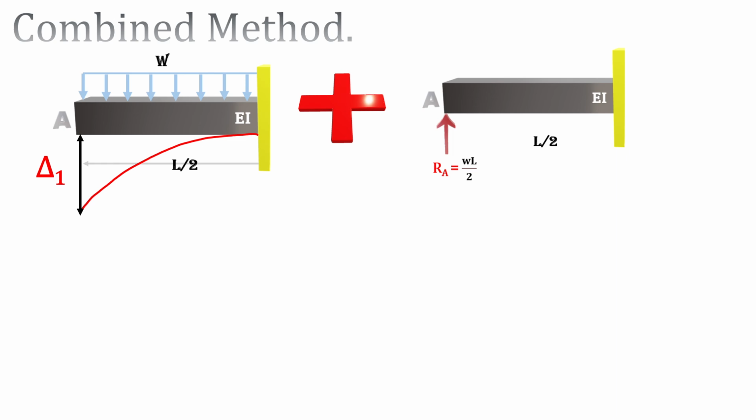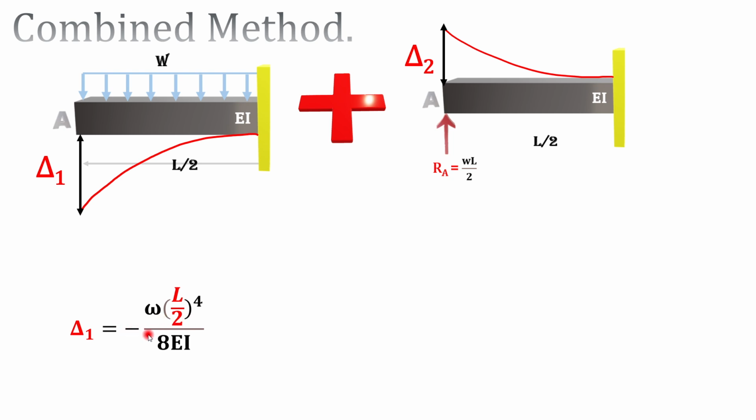So we have delta 1 due to the downward distributed load, and we add it to delta 2 due to the upward concentrated load of WL over 2. We already calculated the delta due to a distributed load on a cantilever beam with different approaches. I will provide the link of this video in the comments.